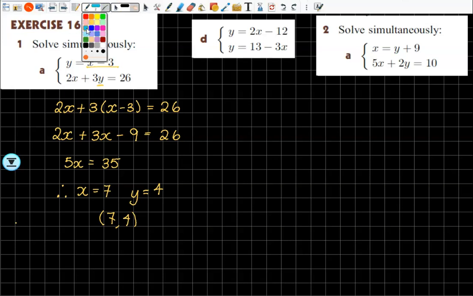I've just picked these because sometimes when students are doing it, it's like, oh, how do we go? Well, same deal. We've got y equals this. We're going to sub it in place. So it's like, well, if y equals this and y equals this, they equal each other. So 2x, take 12, equals 13, take 3x. How do we solve? Get your x's on one side, non-x's on the other, and solve. Do we agree? I'm not going to do that for you. I think you can manage that.